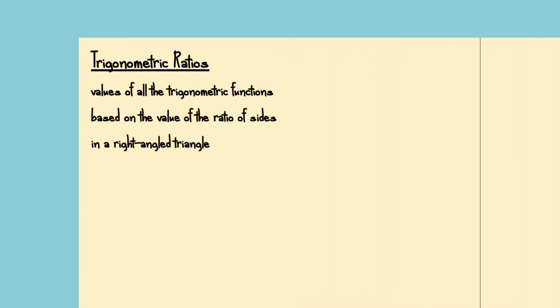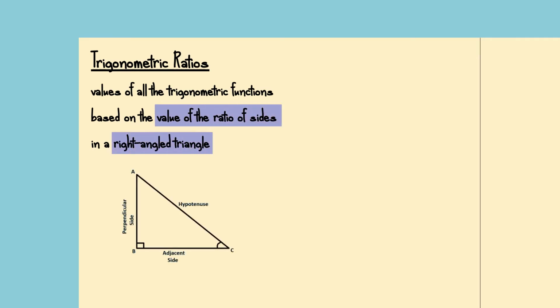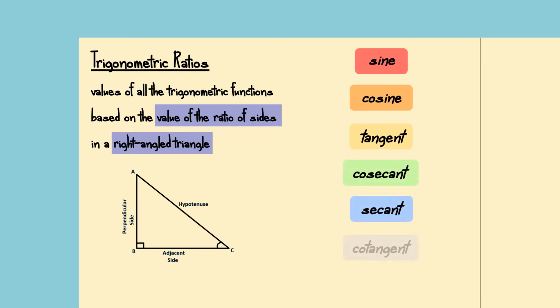Trigonometric ratios are defined as the values of all the trigonometric functions based on the value of the ratio of sides in a right-angled triangle. These 6 trigonometric ratios might be familiar to you. You may have seen them in your calculators back in math class. These are the sine, cosine, tangent, cosecant, secant, and cotangent. Now let's define each of them.